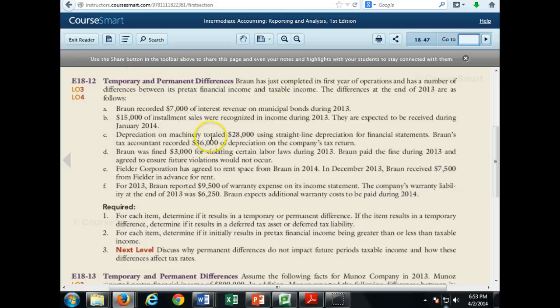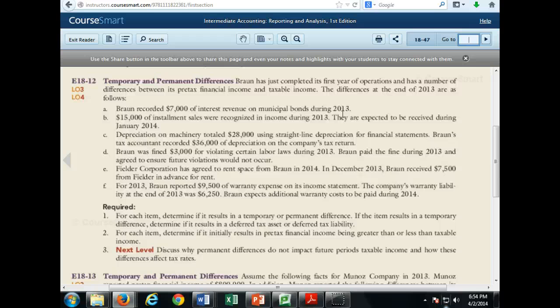Next, depreciation on machinery totaled $28,000 using straight line depreciation for financial statements. Braun's tax accountant recorded $36,000 of depreciation on the company's tax return. So guys, is this a temporary difference or a permanent difference? Temporary difference. What are we going to do here? Are we going to have a deferred tax asset or a deferred tax liability? We're going to have a deferred tax liability because why? We're paying more taxes in this year. C, depreciation on machinery. You're right, deferred tax liability, because our income taxes for this year are much less than what they're going to be in the future. Okay?